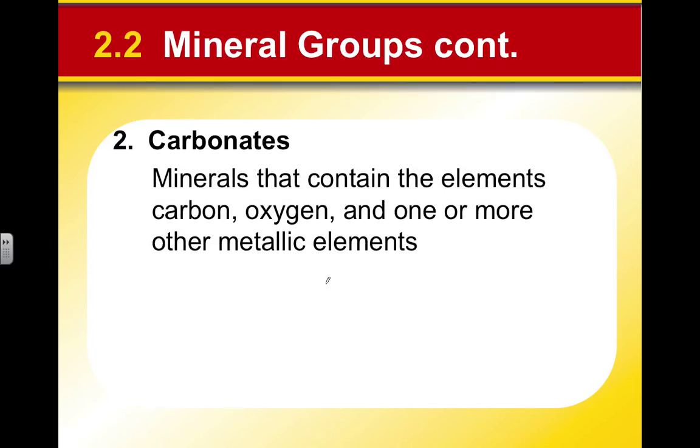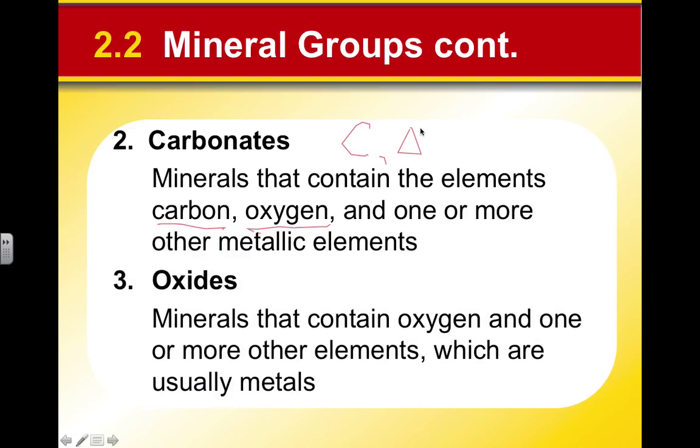Okay, the next group is carbonates. So with carbonates, you're going to look for the presence of carbon and oxygen. So in the chemical formula, and we'll practice this, you're going to see carbon and oxygen. That's an O, not a triangle. I apologize. The other type is oxides. Okay, now you've got to be careful. You'll only see oxygen in the chemical formula. So that's different from carbonates. Carbonates, you have the presence of carbon. Here you just have oxygen.